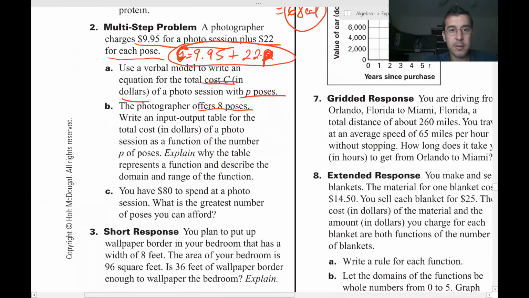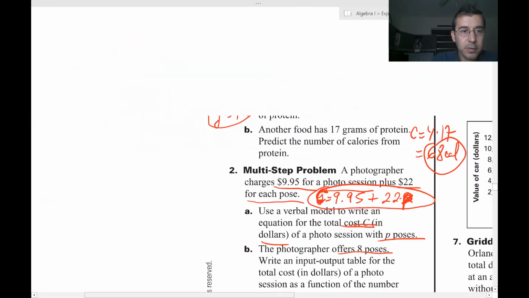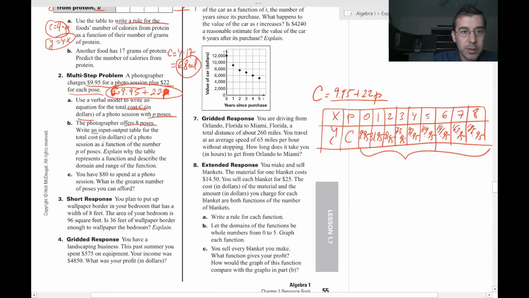Okay. Write an input-output table for the total cost. That's what we just did. Explain why the table represents a function. It represents a function because for each input, we have exactly one output. Describe the domain and range of the function. The domain is 0, 1, 2, 3, 4, 5, 6, 7, 8. The range are these values here, starting from 9.95 and so on.